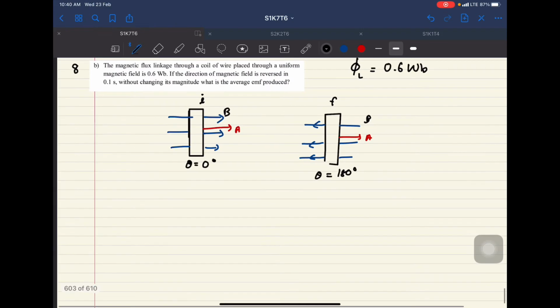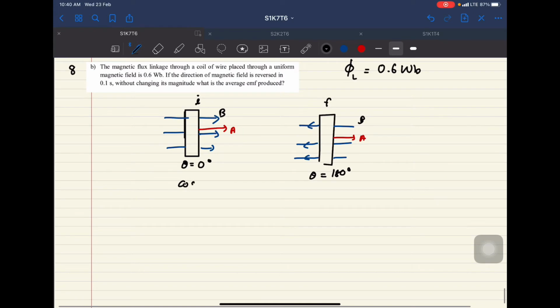If you want to write it as cos theta, cos theta becomes cos 0, which is 1. This one, cos theta becomes cos 180 degrees, which is negative 1. So if I want to write down the solution, I can write down that EMF is equal to negative change in flux, right?